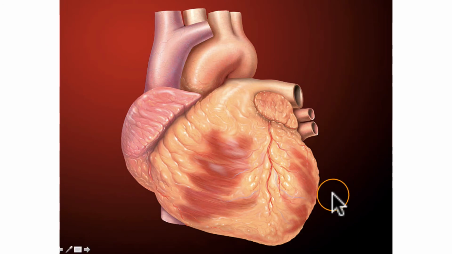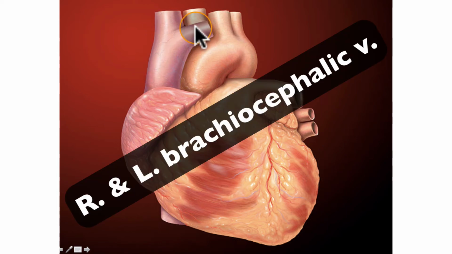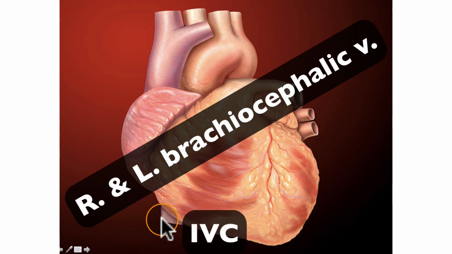Here's another view of the heart. Once again, the apex, the base is up here. This is the aorta, brachiocephalic artery, left common carotid artery, and left subclavian artery. This is the left pulmonary artery, superior vena cava. Dropping into the superior vena cava are two veins known as the right and left brachiocephalic veins. This right here is the inferior vena cava, and these two vessels right here are the pulmonary veins going into the left atrium.